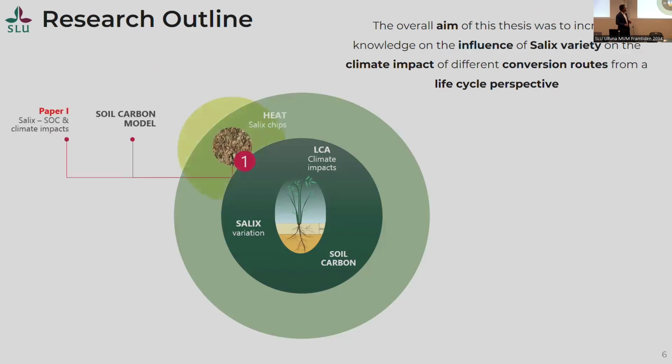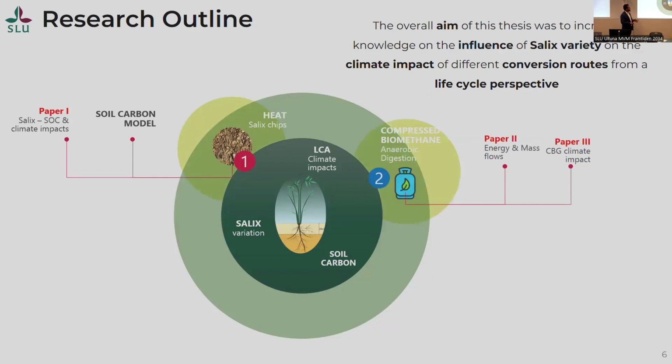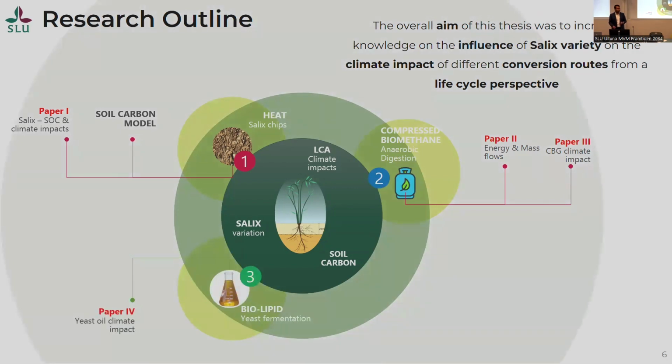The first conversion route that was studied was production of heat by converting Salix into chips and then burning it in an incineration plant, which was done in the first paper. In papers 2 and 3, we looked at producing compressed biomethane, which is a substitute for natural gas in transportation. Paper 2 dealt with calculating the energy and mass flows in a process simulation. And in paper 3, we looked at the climate impact of this produced compressed biogas or compressed biomethane, which is also known as CBG.